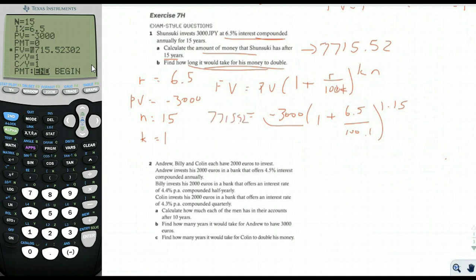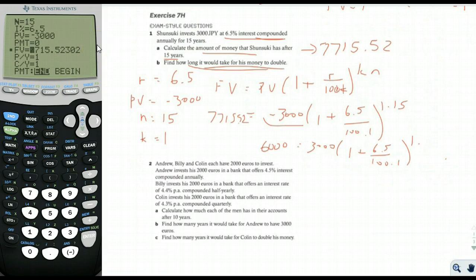Instead of figuring out what FV is when n is 15, we're kind of doing the opposite. We're going to figure out what n is going to be if we know future value. Future value is going to be double of 3,000, so it's going to be 6,000 equals 3,000 times 1 plus 6.5 over 100 times 1, to the power of n.